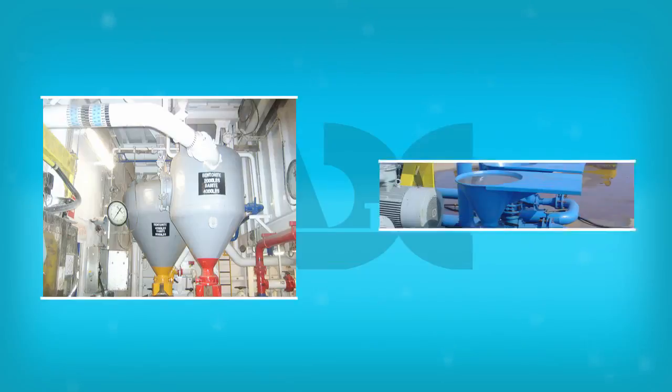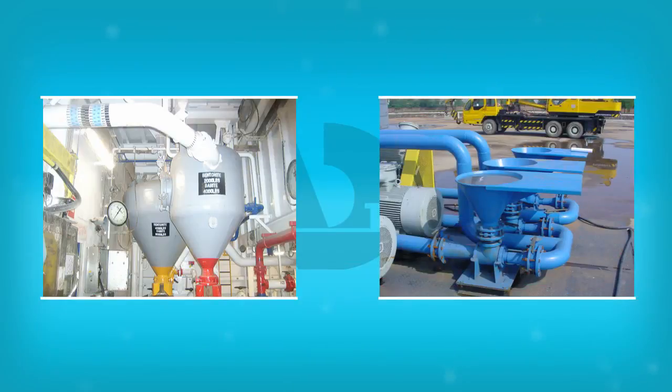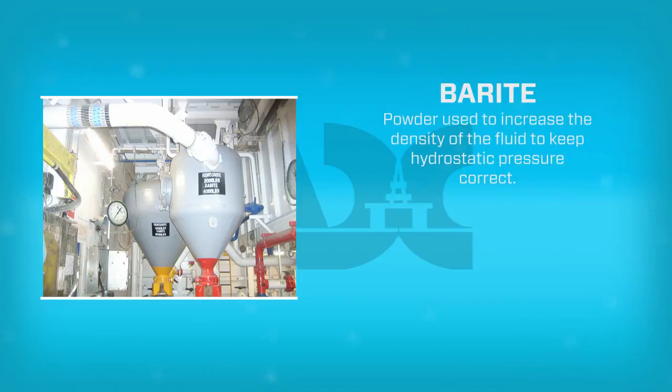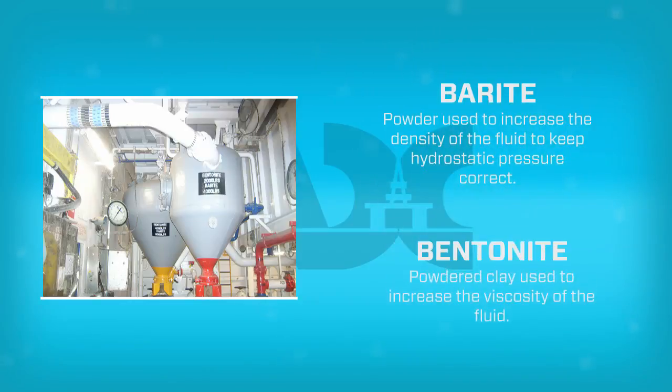Dry powdered gel or other additives can be added to the mud. There are a number of additives available which change the properties of the mud. For example, barite is added to increase the density of the fluid to keep the hydrostatic pressure correct in the well, while bentonite is used to increase the viscosity of the fluid.